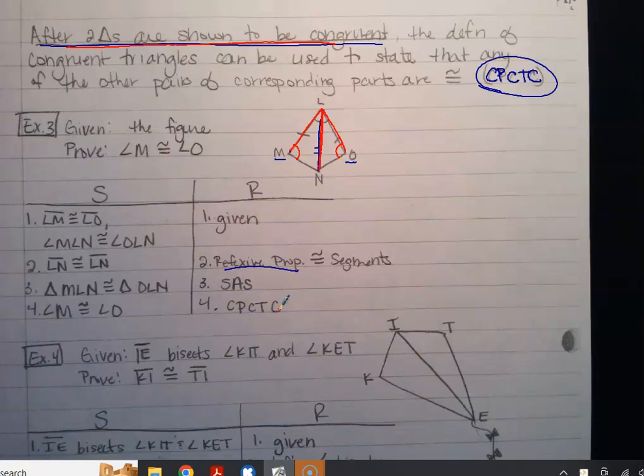Questions about this proof? And how we used side, angle, side?